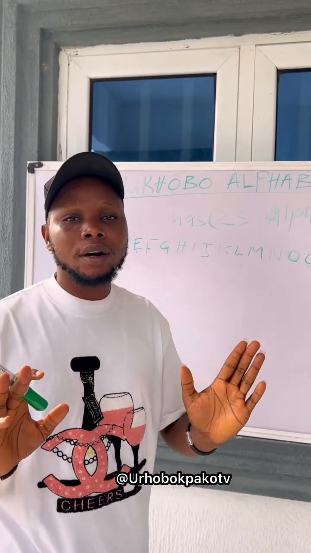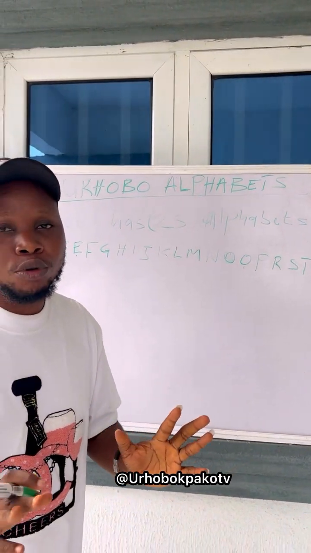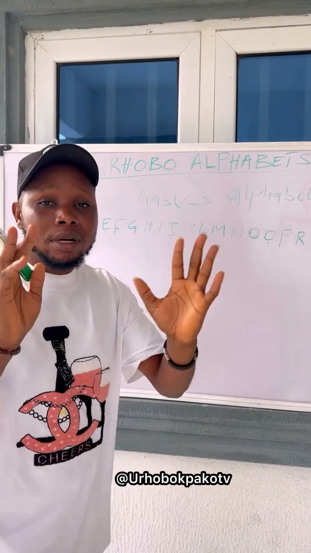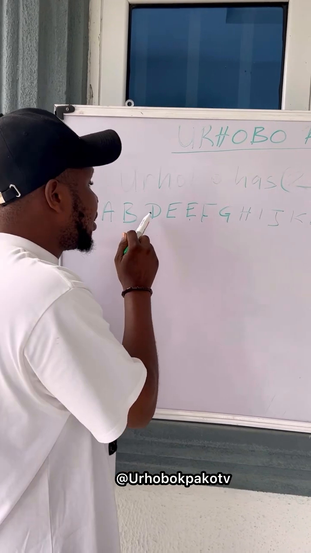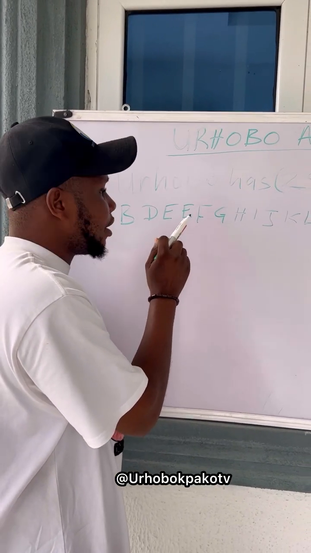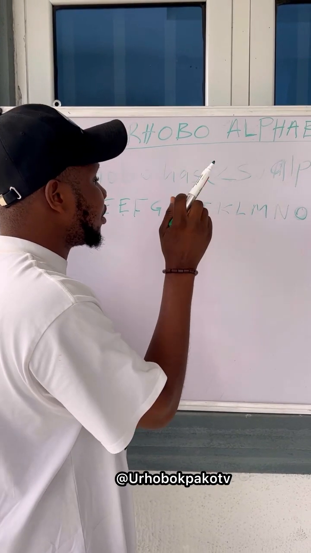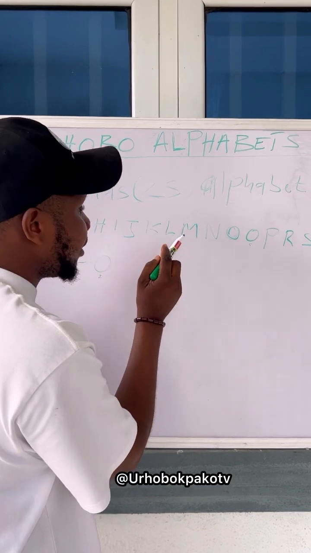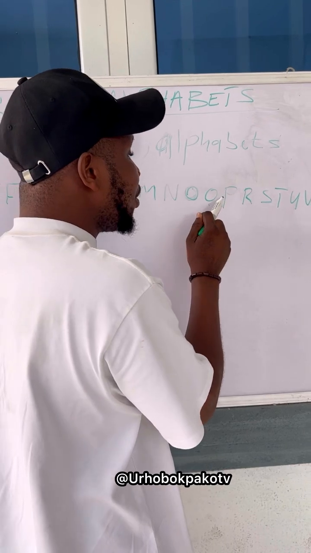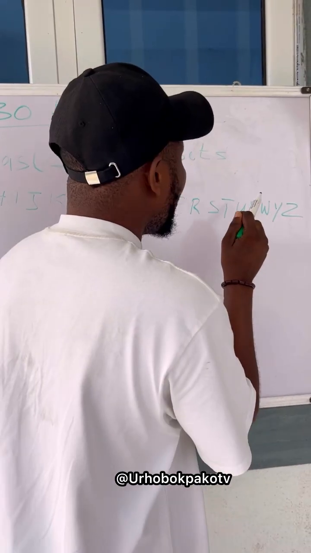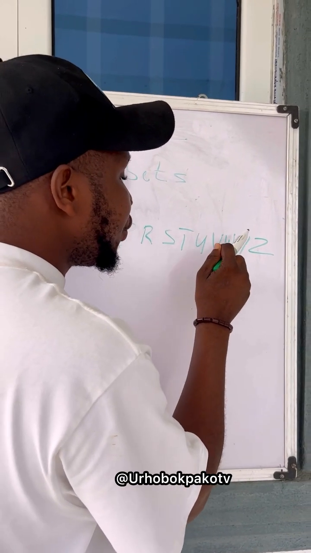Now let's read together. A, B, D, E, F, G, H, I, J, K, L, M, N, O, P, R, S, T, U, V, W, Y, Z.